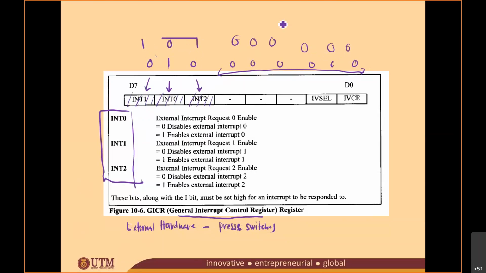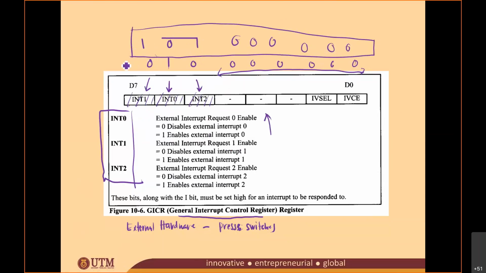So later, how to put this number into your register here? By using programming, of course. Because we are using C programming, next we are going to see how to write this value in order to enable INT1 and INT2 to GICR.